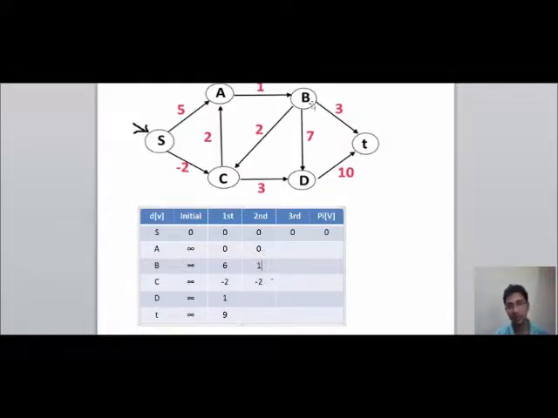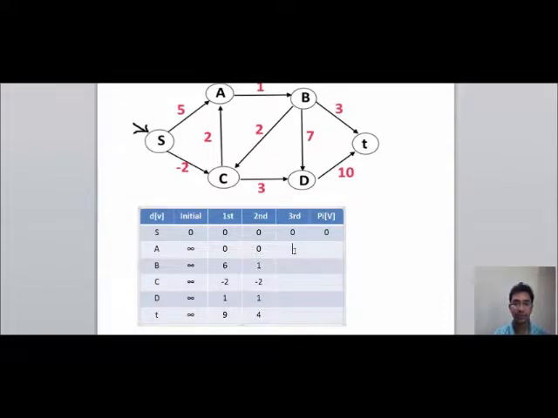As is the case with D and T, B has the value of 1, D has the value of 1, so 1 plus 7 is 8, and the value of D, 1, is not greater than 8, so we can stick with our previous value, that is 1. B is connected to T, T's value is 9, B's value is 1, so 1 plus 3 is 4, and 9 is greater than 4, so we can update the value of T as 4.